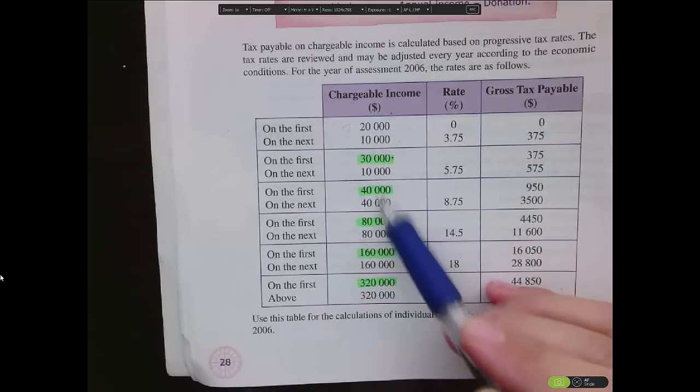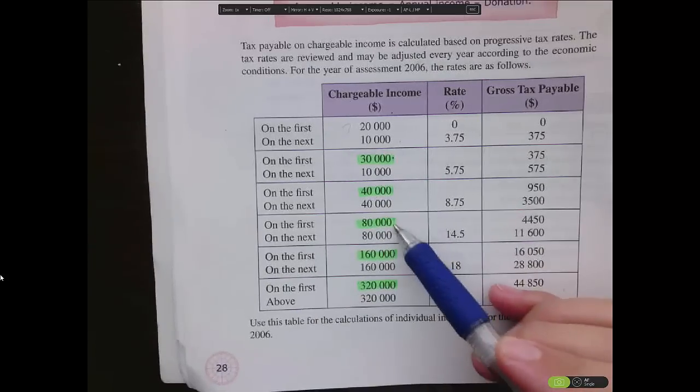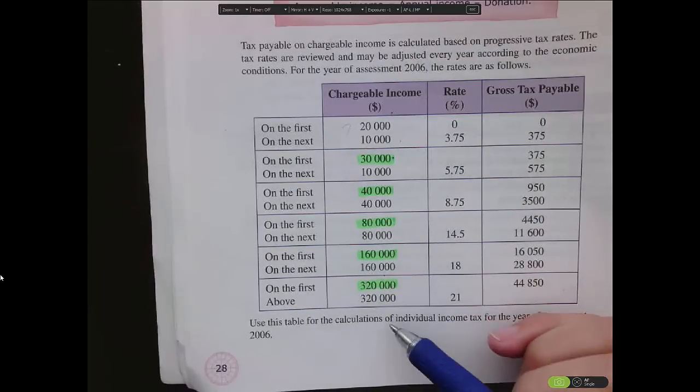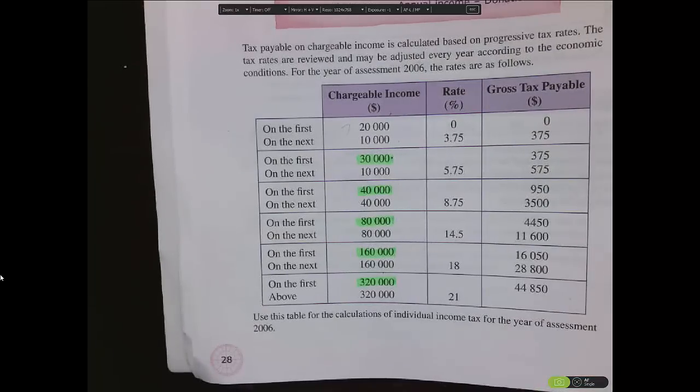40 to 80,000, you read this box. 80 to 160k, you read this box. 160 up until 320, you read this line here. And finally 320,000 and above, which is a lot of money, you read this box. I think not many of us will reach this box. Of course, your question would be, which box is Mr. Sim in? Not telling you.